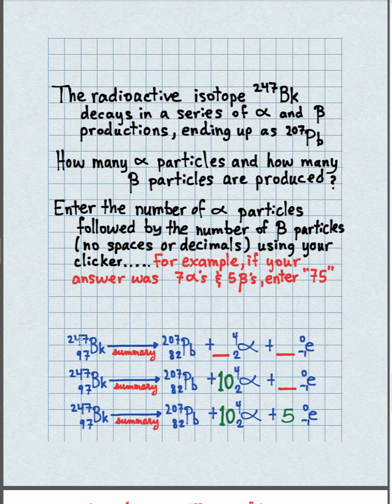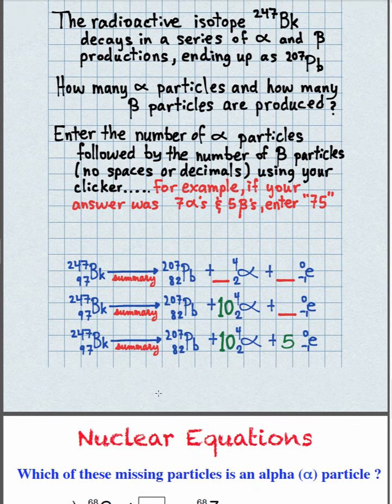So 247 minus what number gives you 207? Isn't it 40? So wouldn't this be 10? 10 times 4 is 40. Once you have that in place, you can do a little more math. 82 plus 20 is 102. 102 plus what negative number gives you 97? I think it's 5. Whoa.